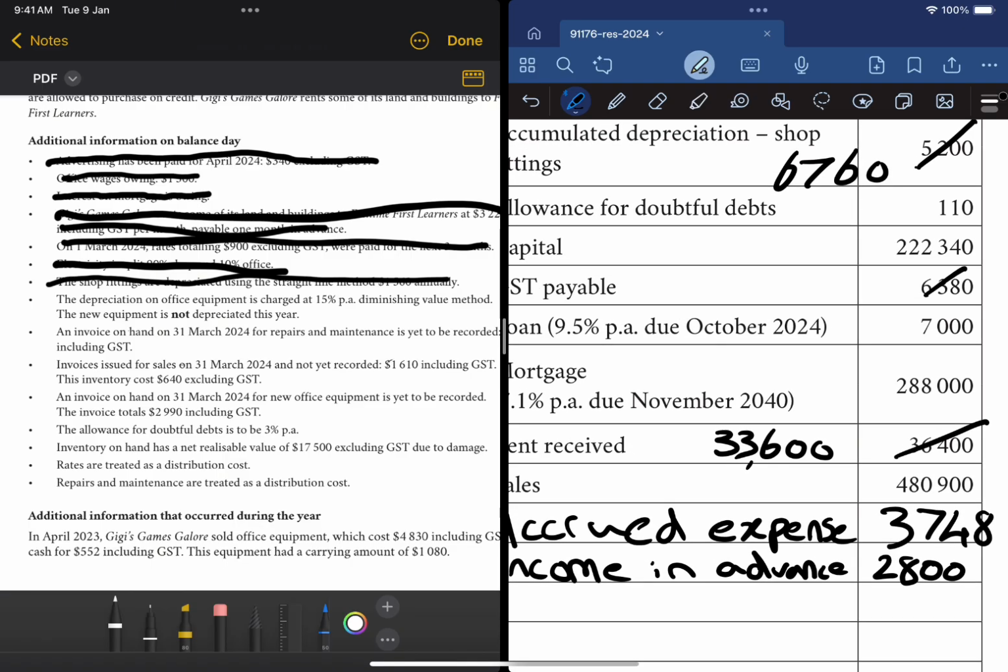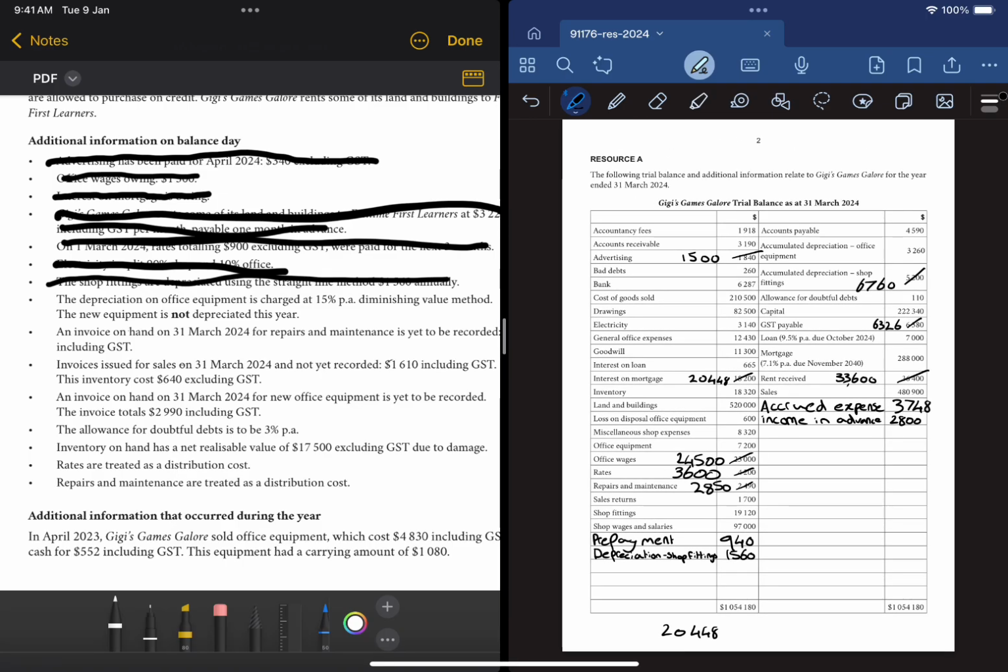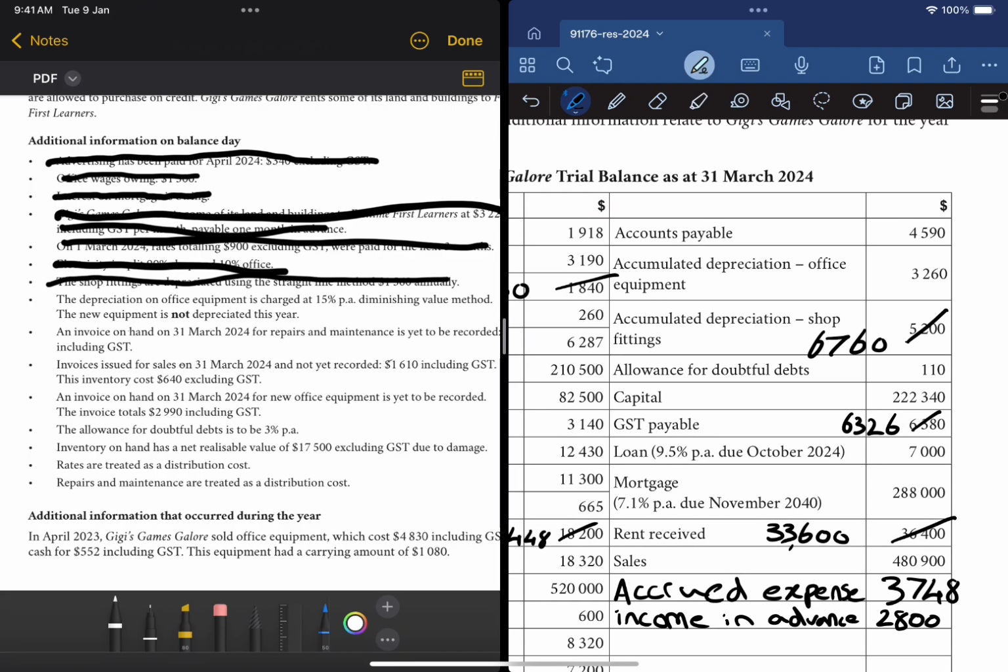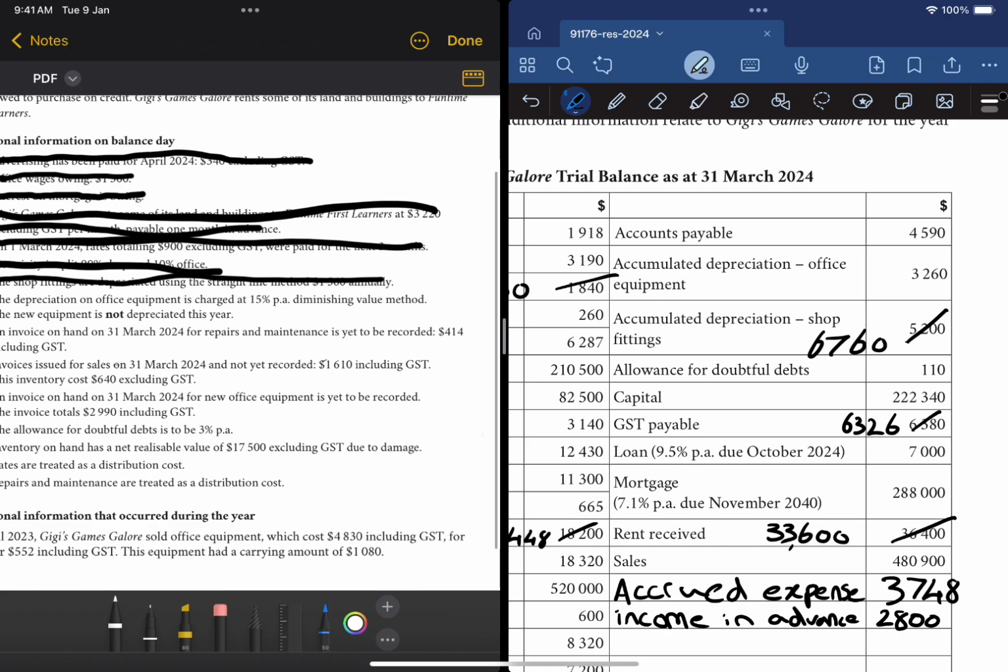So just coming over here, 6,326. Okay, so now that we've done those two, the final thing we're going to do is credit accounts payable by the entire GST inclusive amount, okay? Accounts payable obviously is a credit. Crediting a credit is going to increase it. So accounts payable up at the top here is 4590. So 4590 plus the entire inclusive amount, which is 414. Yep, 414. That's going to give us 5,004. So we'll cross that out, put 5,004 in there.